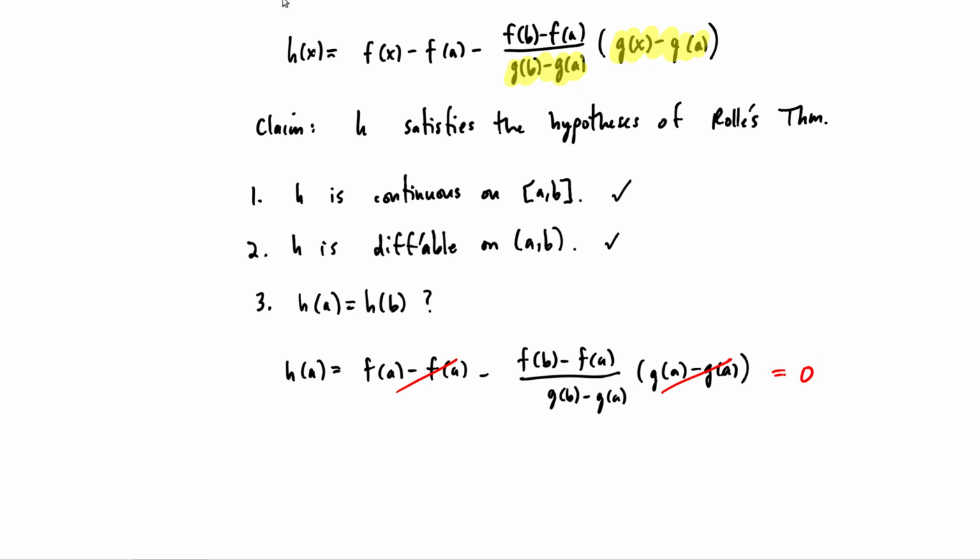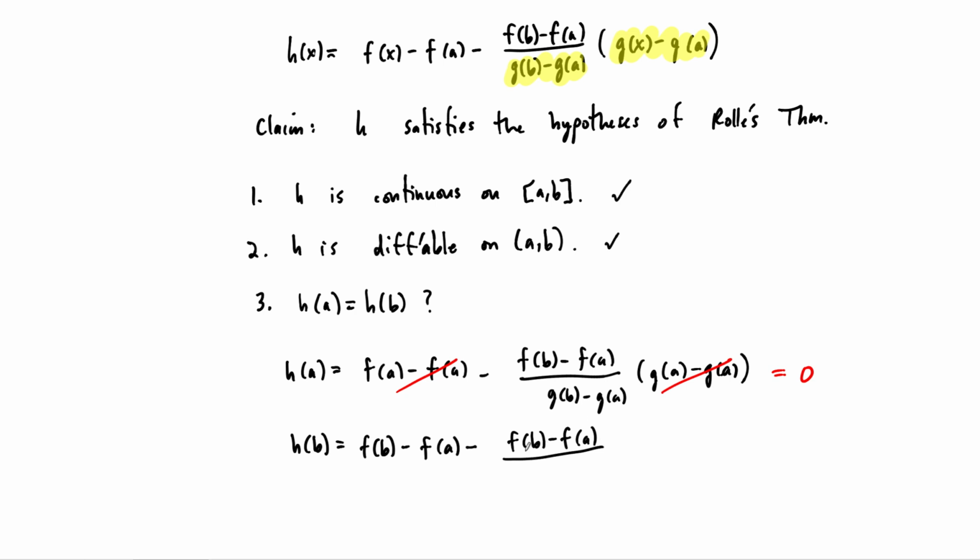Now we need to check h of b, right? So h of b is next. And by the way, whatever we get here, it doesn't really matter, right? We just need to make sure that it's the same value that we get for h of b. So now it matters, right? Now we better get 0. We can't force it, though. We just have to plug in and see what happens. So when we plug in b, we have f of b minus f of a minus this ratio.